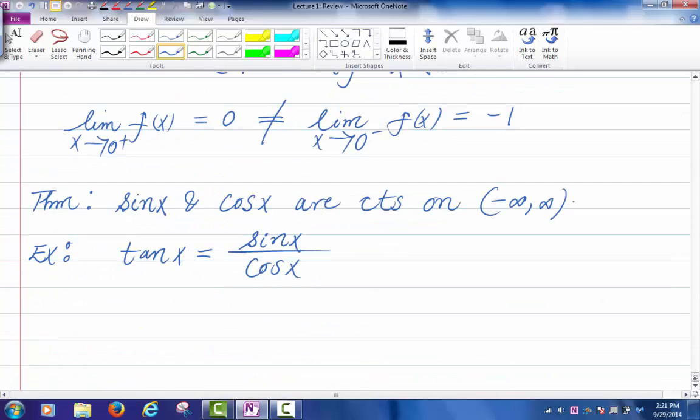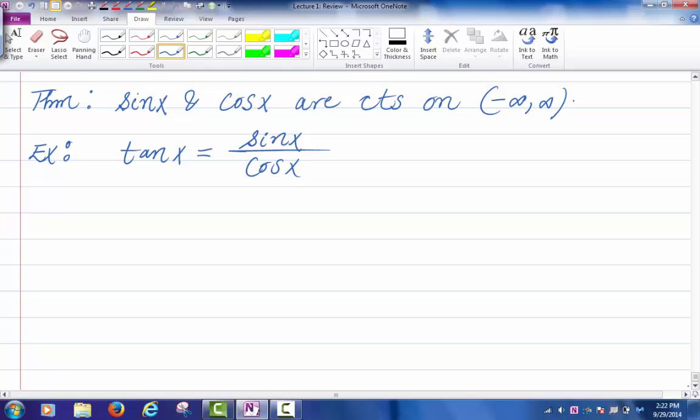So here the numerator is continuous everywhere, the denominator is continuous everywhere, so the ratio will be continuous everywhere except where the denominator vanishes. So all I have to do is figure out where the denominator vanishes here. Well, cosine x is 0 when? Cosine x is 0 when x is what?